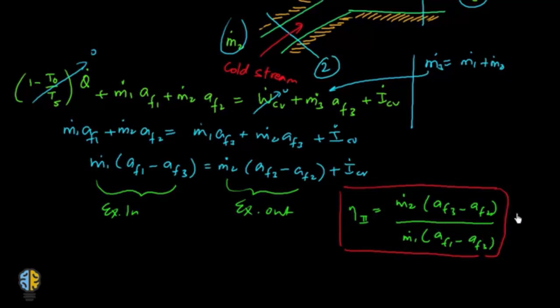So I hope you understood these four analyses of the second law efficiency. So this finishes the whole topic on the concept of available energy, availability and irreversibility. Now let's look at some questions on this topic.